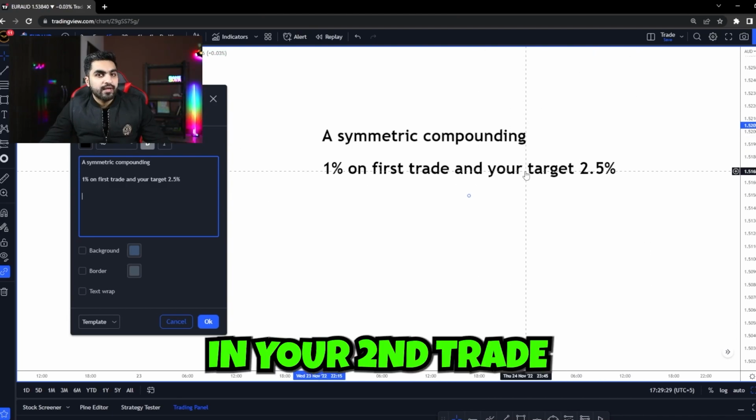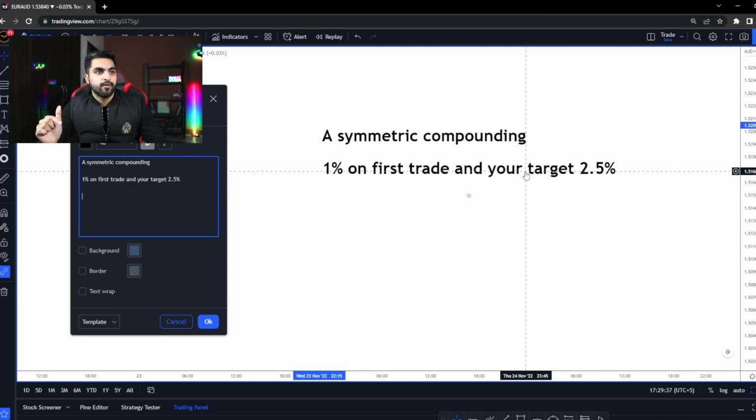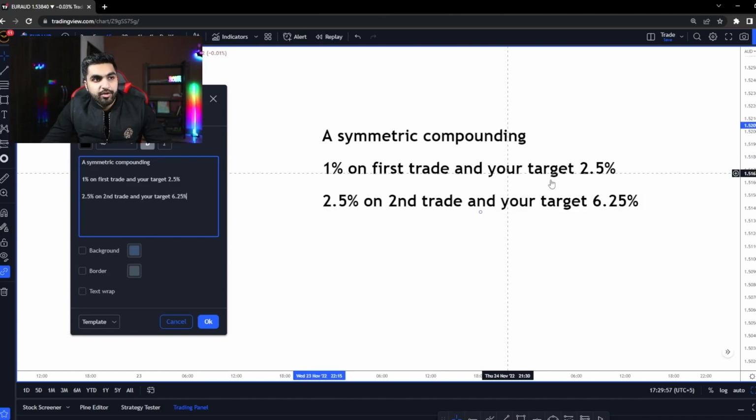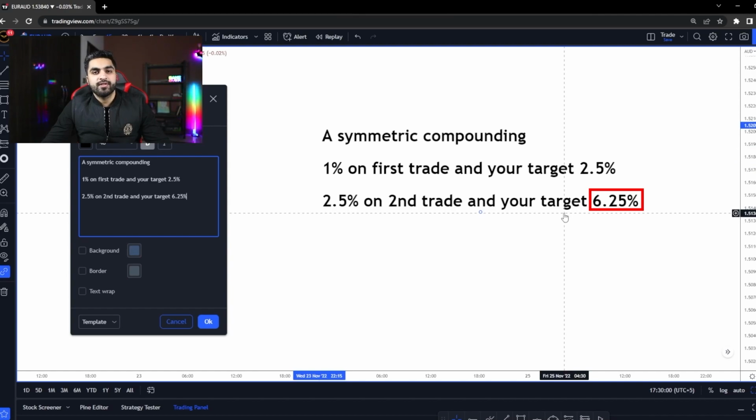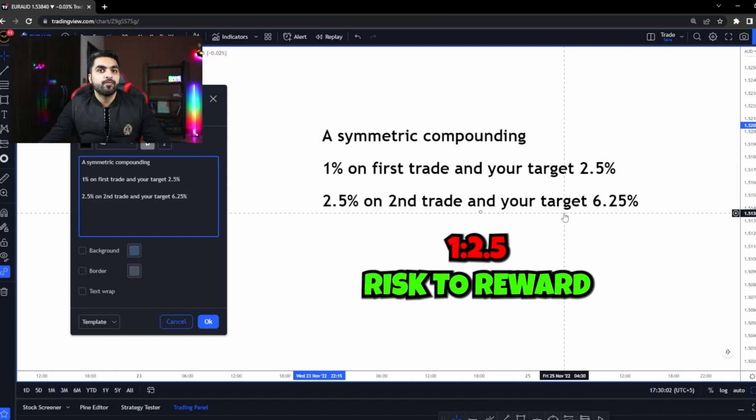Now what you're gonna do in your second trade, it is very important that you increase your stop loss from 1% to 2.5%. So the second trade will be that you need to risk 2.5% and your target will be 6.25%, which will be again 1:2.5 risk reward.